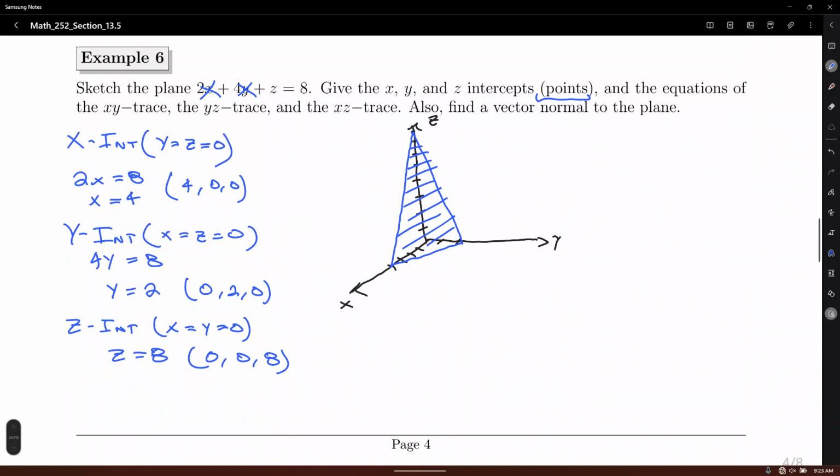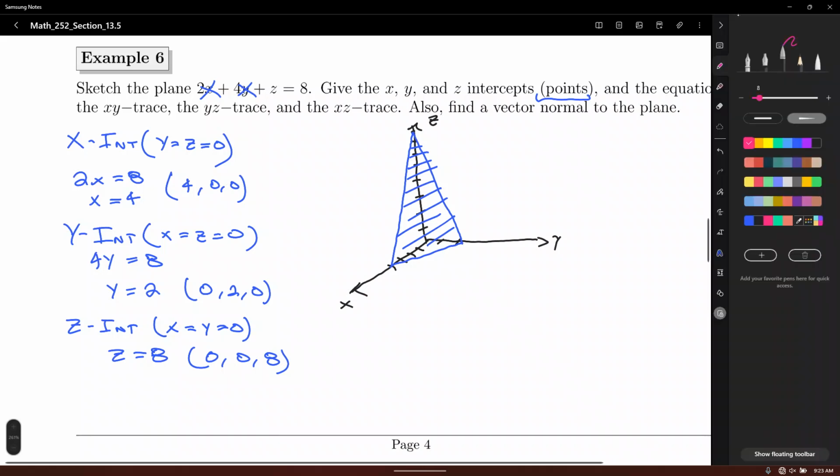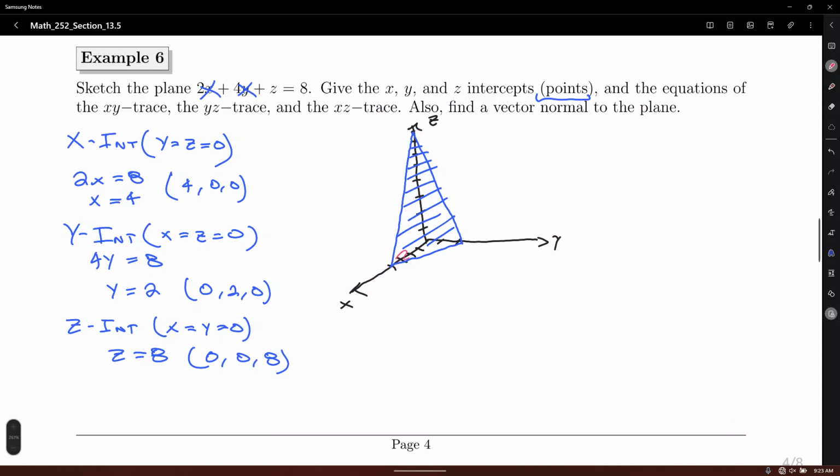Okay, so they're also asking us to describe and graph the traces. Well, what are the traces? There are 3 traces. Let me label them first. Because this diagonal line involves the x-axis and the z-axis, this is the xz trace. Because this diagonal line involves the x and y variables, this is the xy trace. And because this diagonal line involves the y and z variables, this is the yz trace.